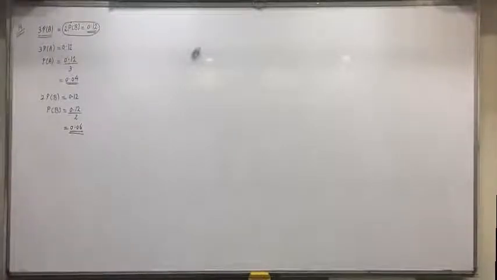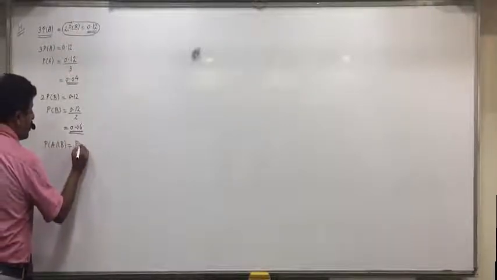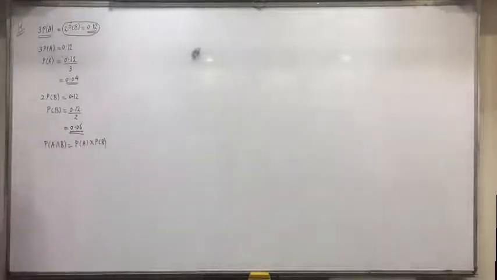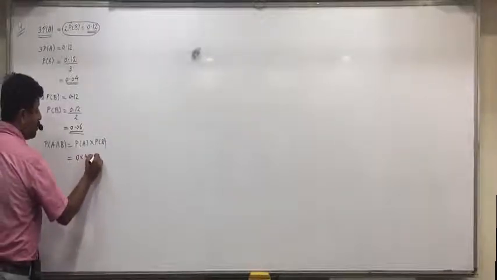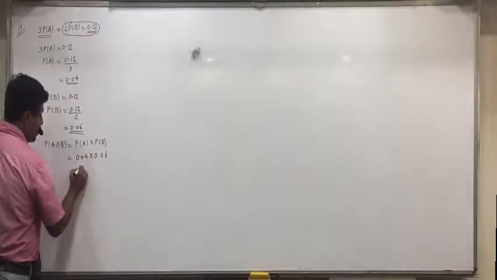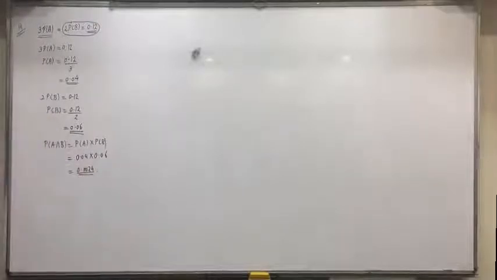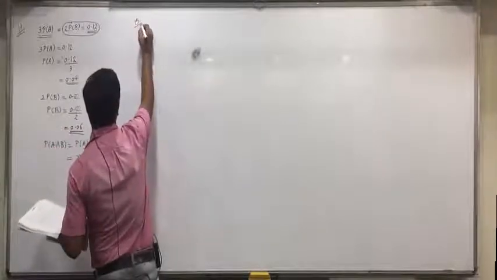Now, did you underline independent? So how will you find A ∩ B? P(A) into P(B). P(A ∩ B) will be equal to P(A) into P(B). Maintain silence. What is going on? So P(A) 0.04 into P(B) 0.06, 0.0024. Did you understand this? 15, mark it important.